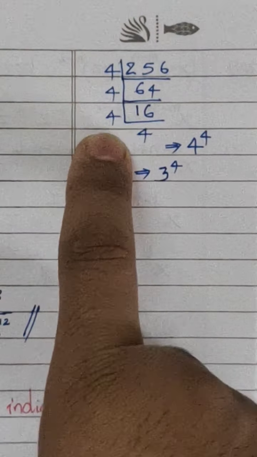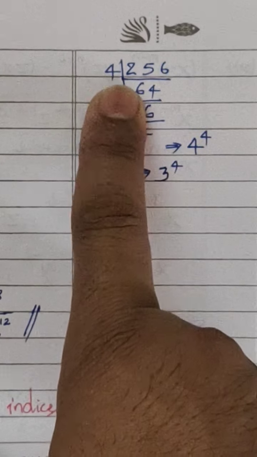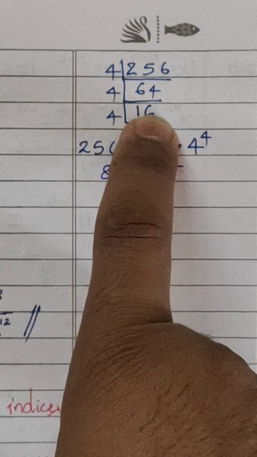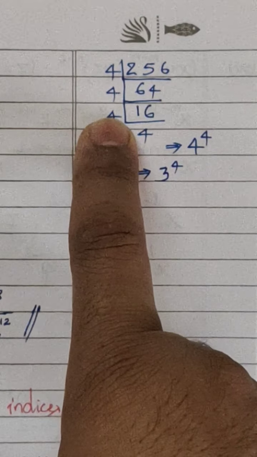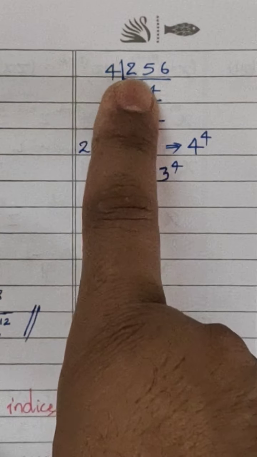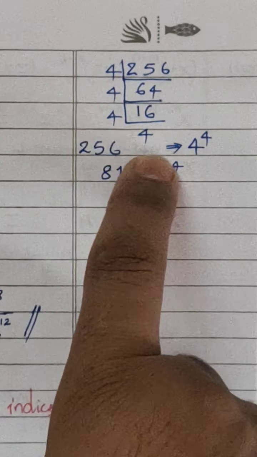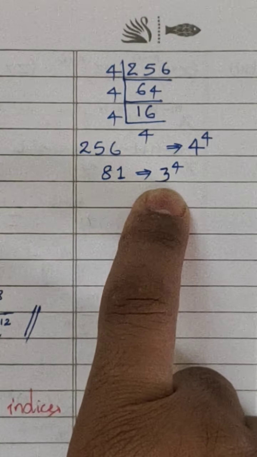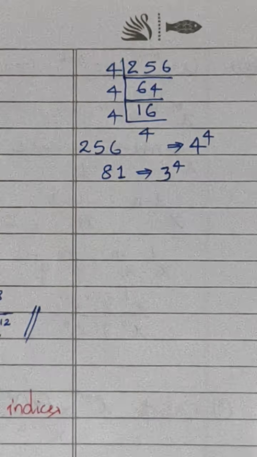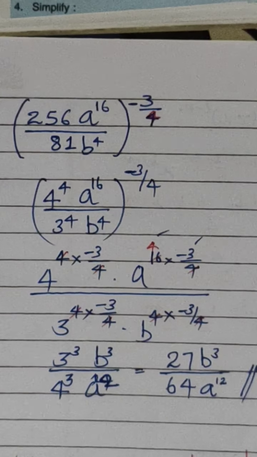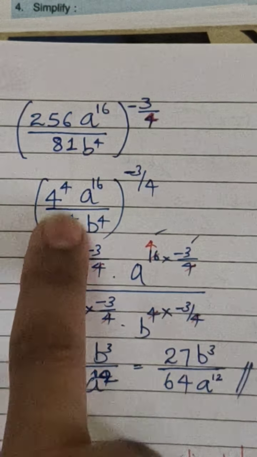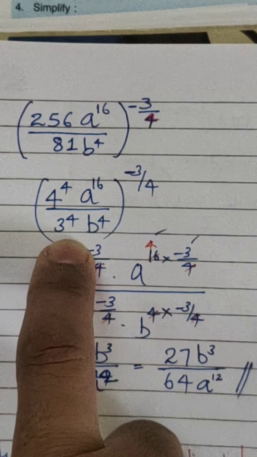For 256, find the factors. 256 divided by 4 we get 64. 64 divided by 4 will get 16. 16 divided by 4 we get 4. The factors of 256 are 4 into 4 into 4 into 4. That will become 4 to the power of 4. For 81 it will be 3 to the power of 4. Here we are replacing 256 with 4 to the power of 4 and 81 with 3 to the power of 4.